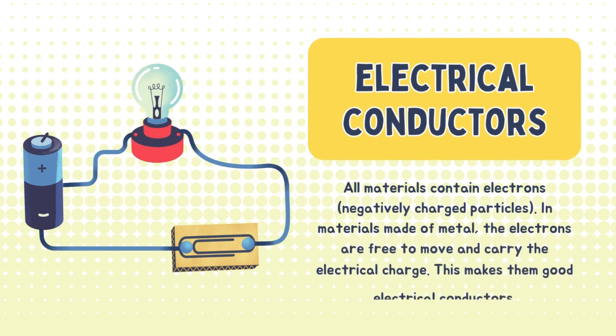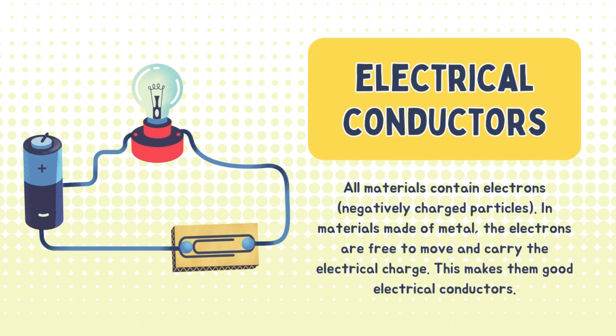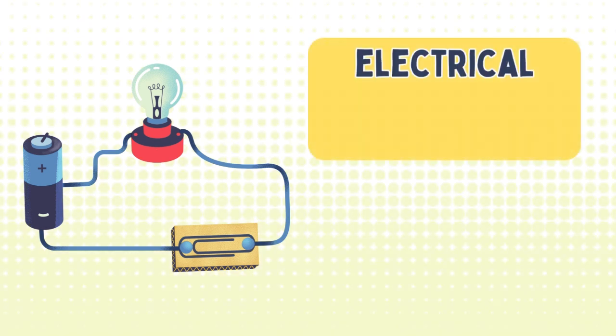Electrical conductors. All materials contain electrons, negatively charged particles. In materials made of metal, the electrons are free to move and carry the electrical charge. This makes them good electrical conductors.